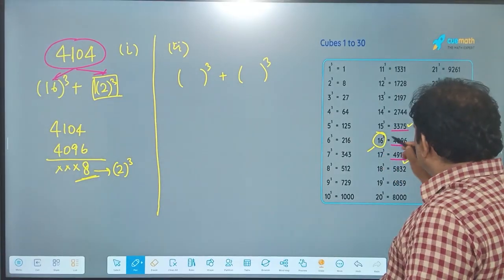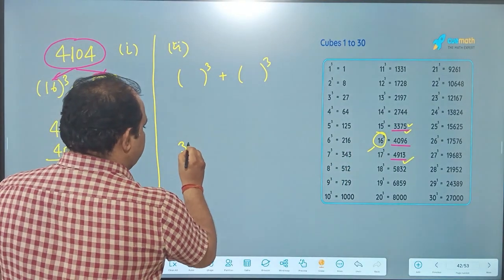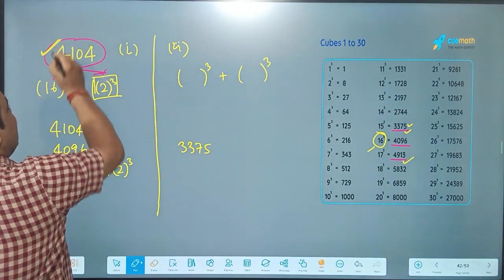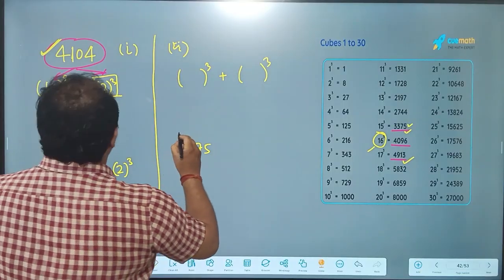So this one is done. So let's go for 15. Go to 15. So 15 ka cube is how much? 3375. We have to arrive at this number. To arrive at this number, what will we do? We'll subtract. Let's subtract it.